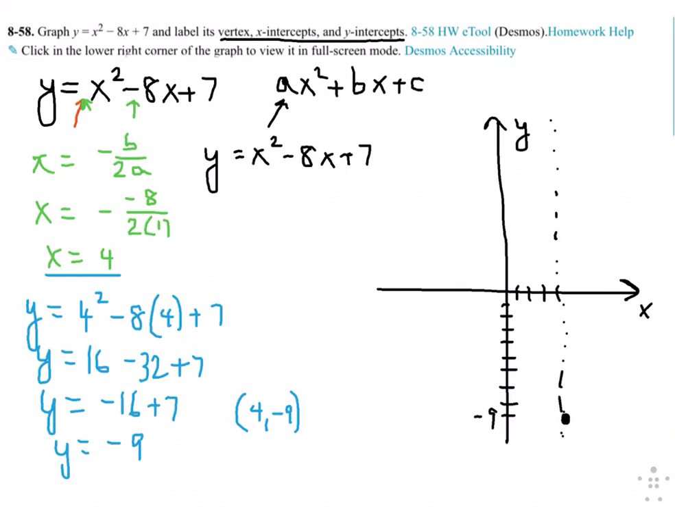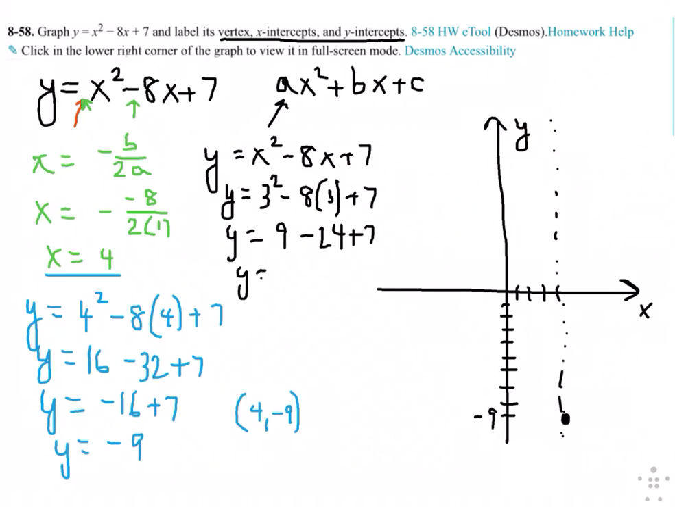So let's put in x of 3. We get y equals 3 squared minus 8 times 3 plus 7. y equals 9 minus 24 plus 7. 9 minus 24 is negative 15, plus 7 is negative 8. So we have another pair, 3, negative 8. We can graph that, 3, negative 8, that's here.